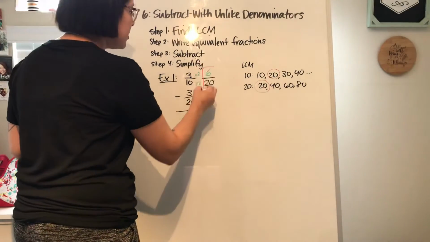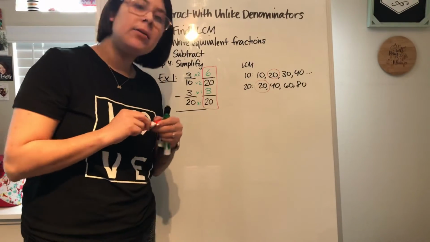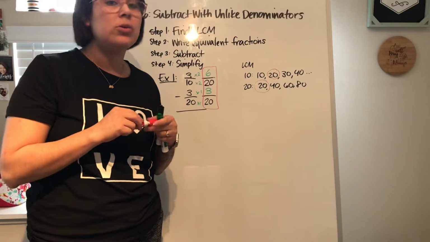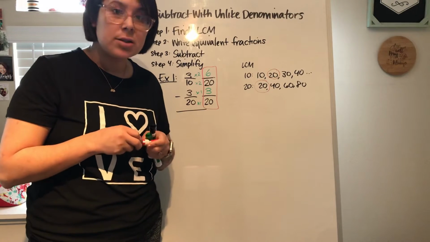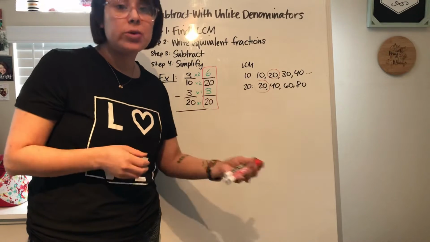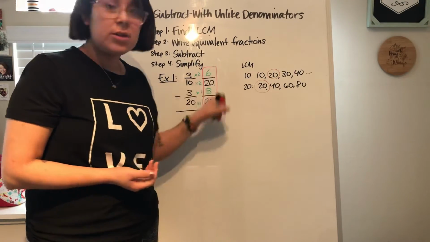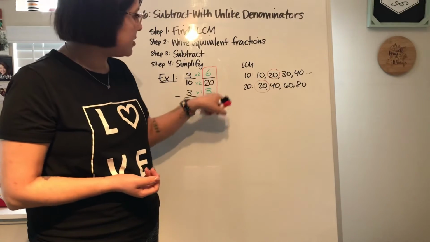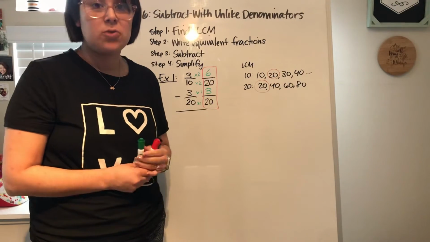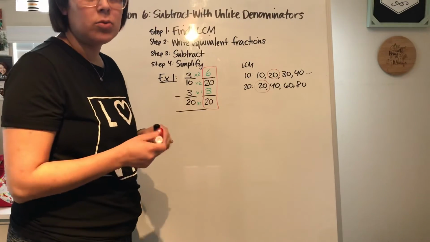Now they look the same. I've been telling you guys that you can't compare you and your brother or you and your sister because you guys aren't the same age. But it's fair to compare you guys when you were the same age, okay? So they look the same now, okay? They look the same because they both have denominators of 20. So they look the same. Now I can work with them.